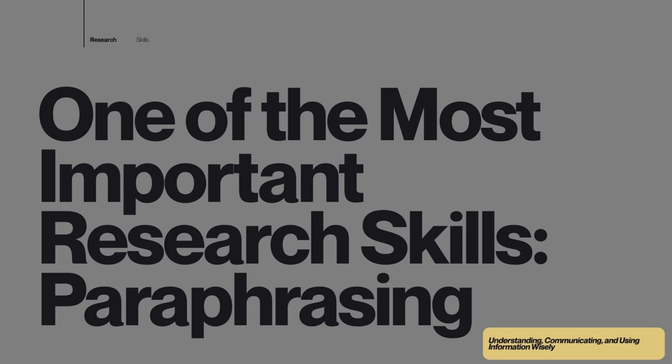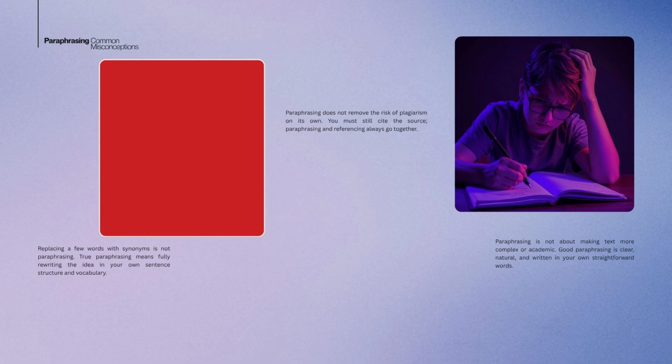One of the most important research skills is paraphrasing, yet many students find it confusing. Some think paraphrasing means replacing a few words with synonyms. Others worry that they might accidentally plagiarize. But paraphrasing is much simpler than many people realize.